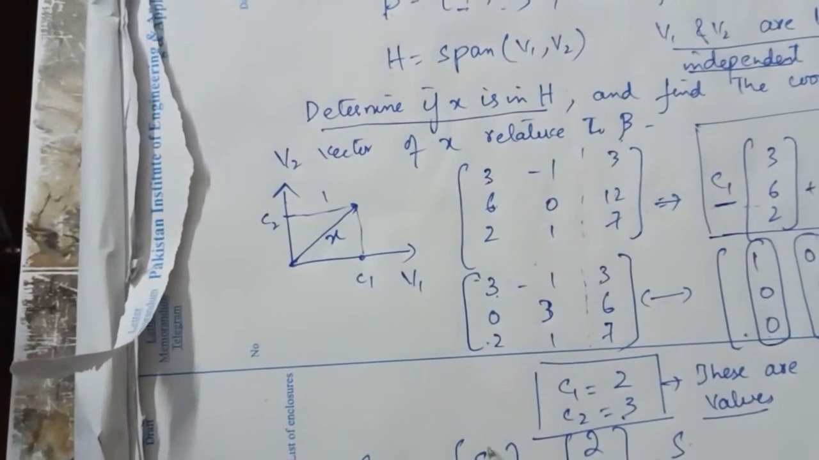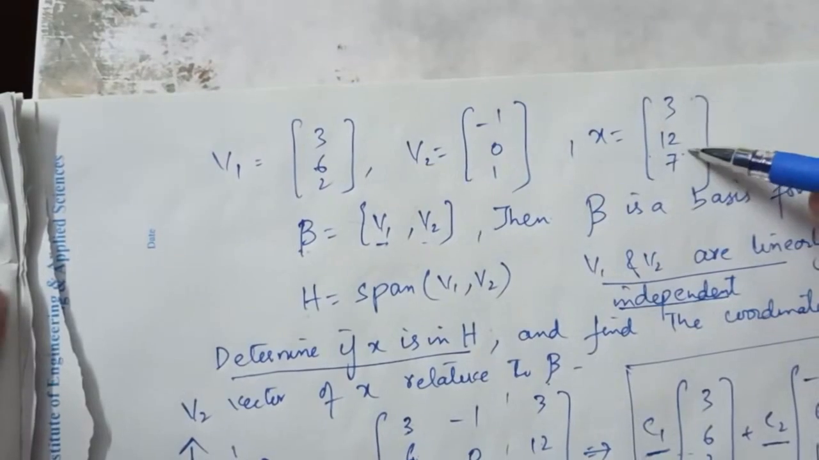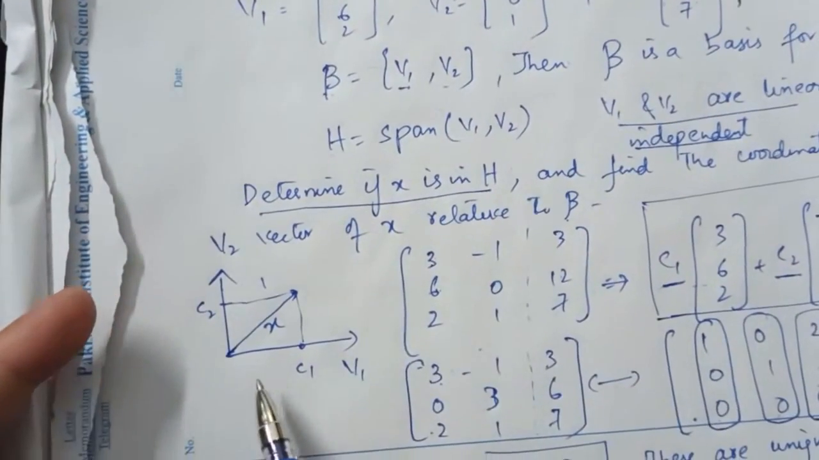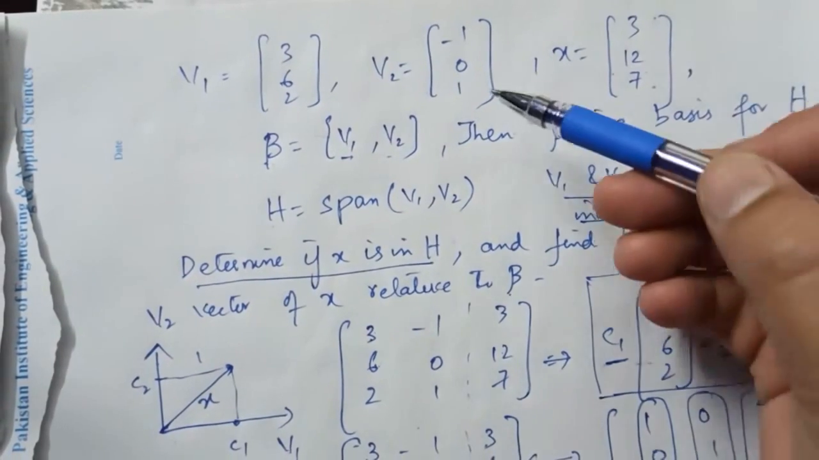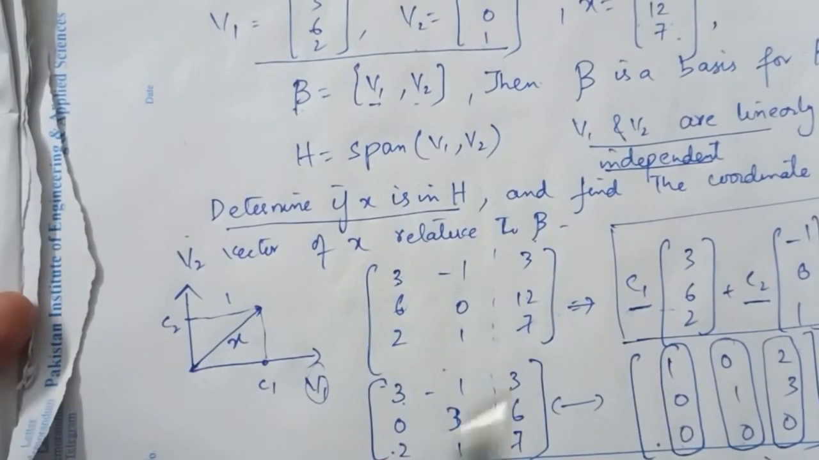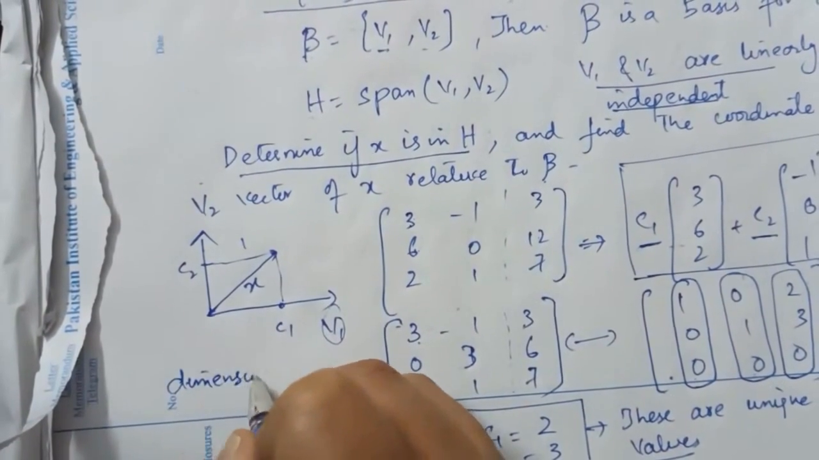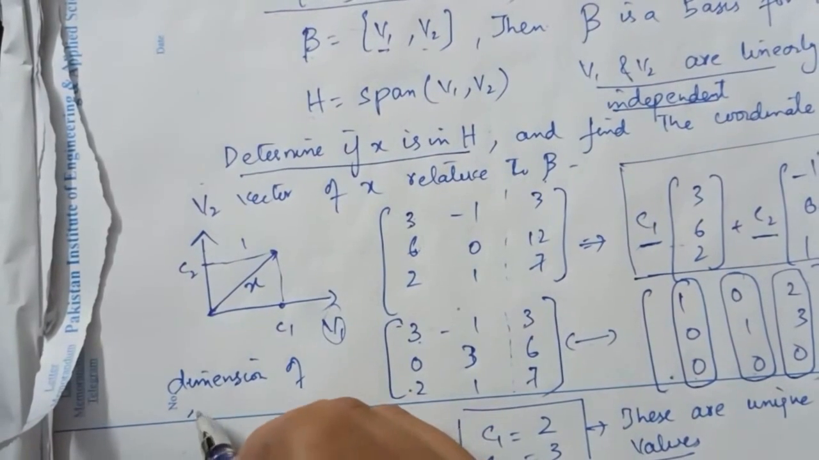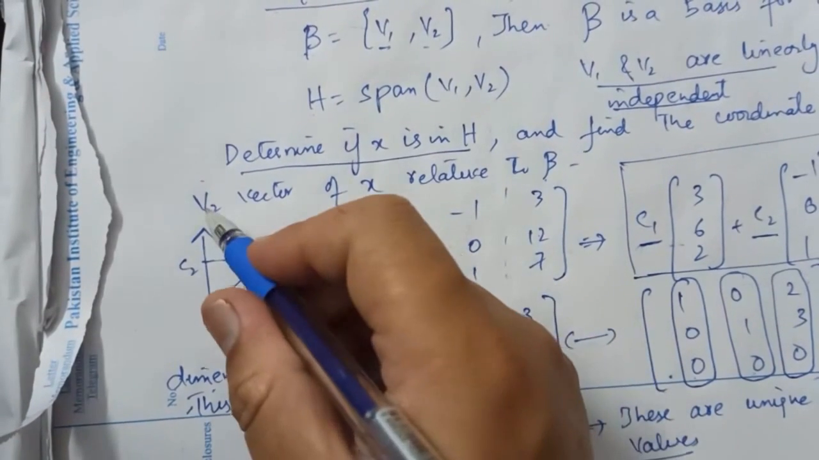So this will be your vector x. Remember, this is in 2 dimensions. The actual vector x is in 3 dimensions, but when you define the subspace, if you convert it from the normal 3-dimensional space to the subspace defined by these vectors, you can write this vector as a combination of 2 vectors, and it will be in 2 dimensions, not 3. So the dimension of this subspace is actually 2, because v1 and v2 are only 2 vectors.